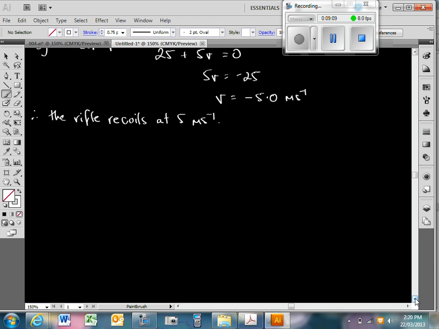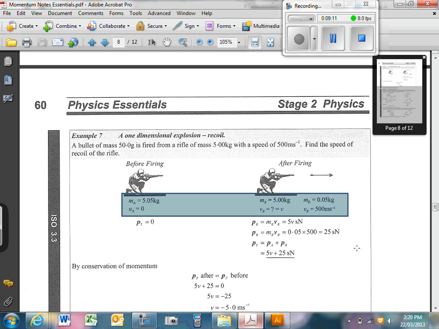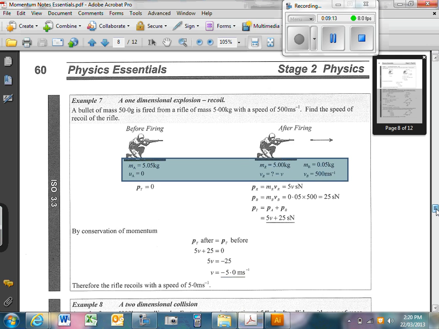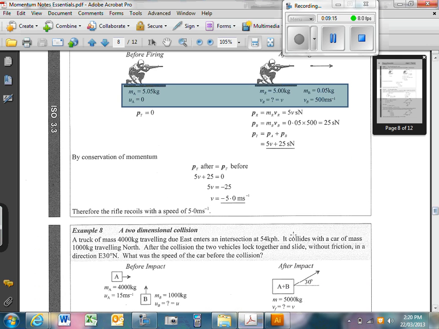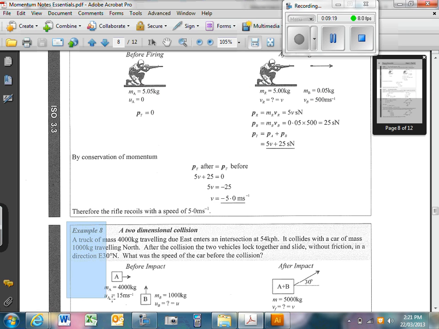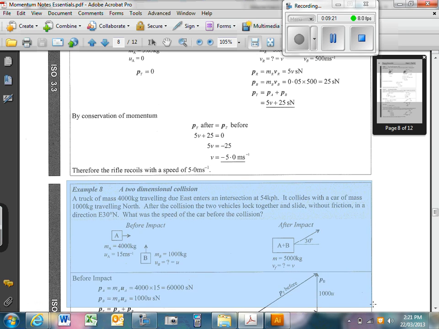Okay. Any questions about that? We'll move on. We'll do another problem. Here's another problem here. This is a two-dimensional collision. Now, key here is you need a vector diagram.